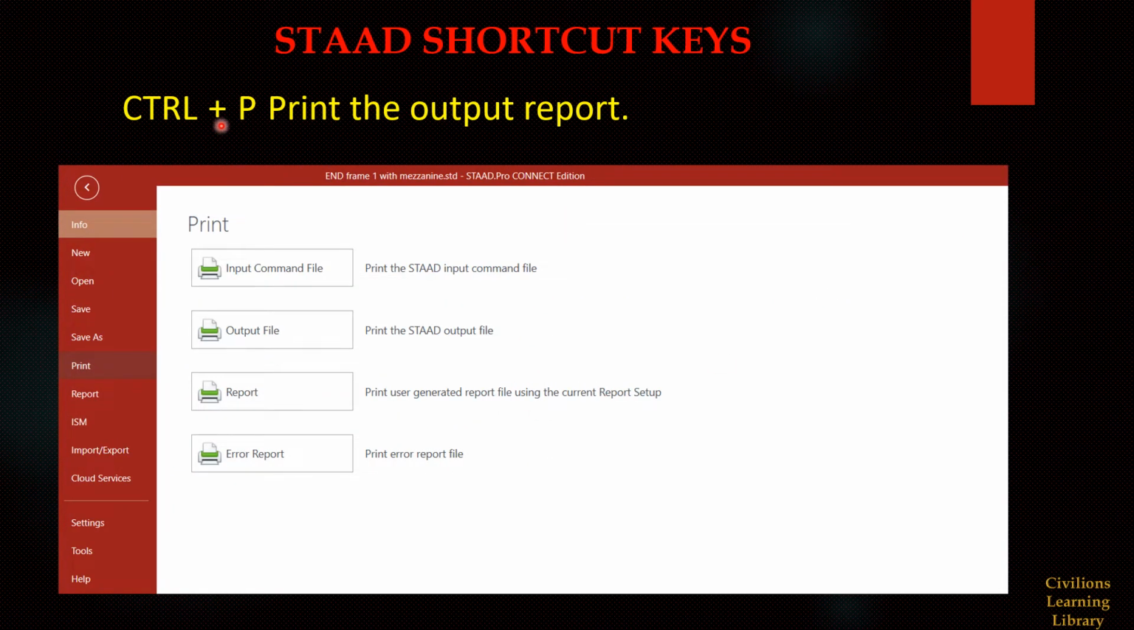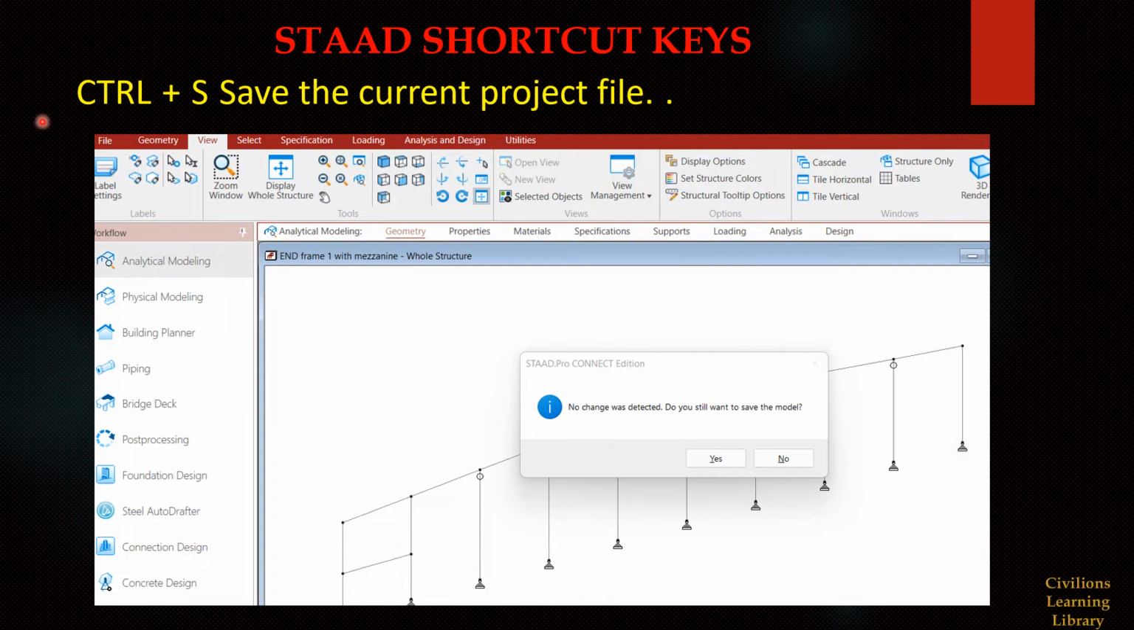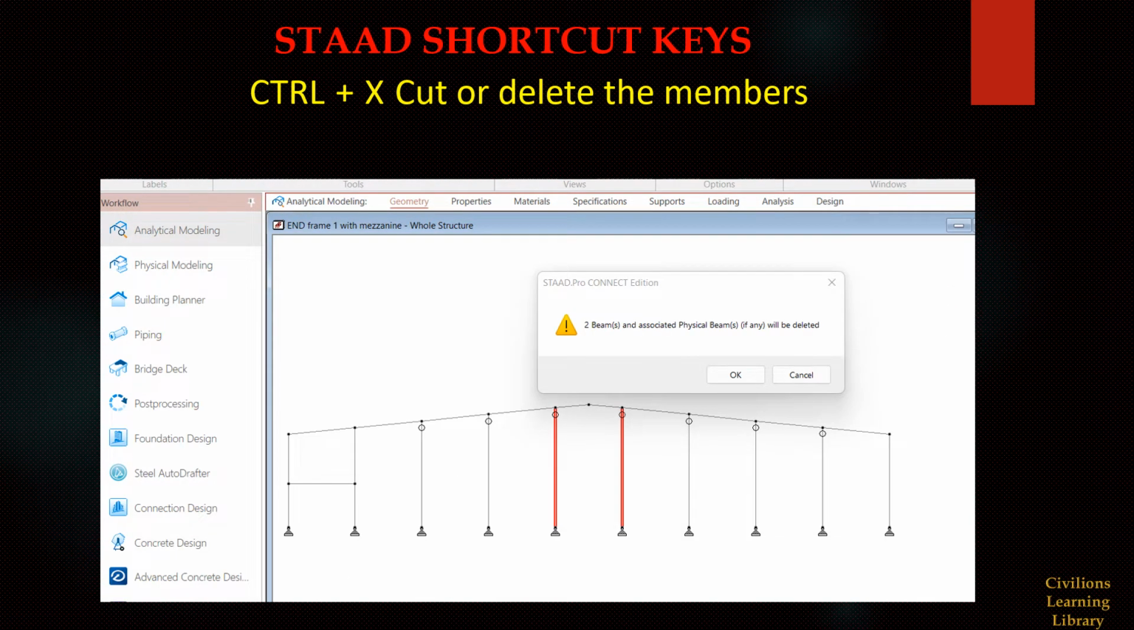Then Ctrl plus P is used for the printing options. You can see the images here. Control plus S is used to save the current project files. Then Control plus X is used to cut or delete any members. We have to select any members, and if you want to cut it, then after selecting, you have to press Control plus X. It will cut the member.